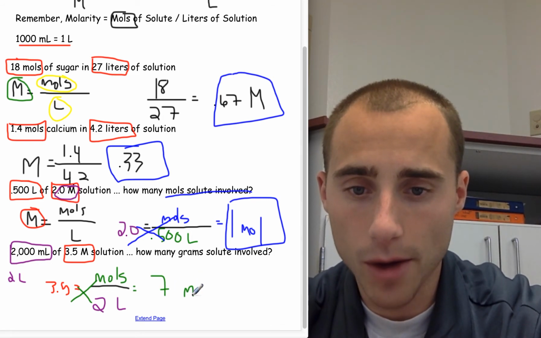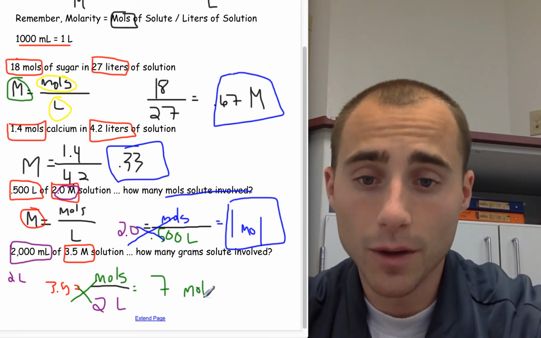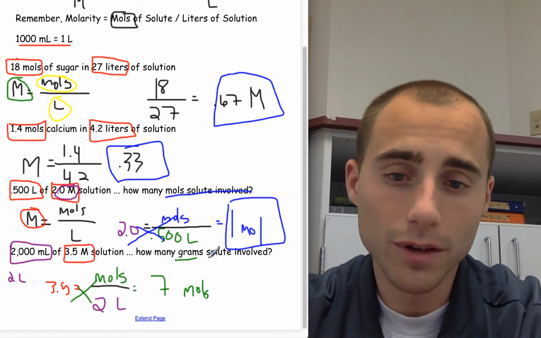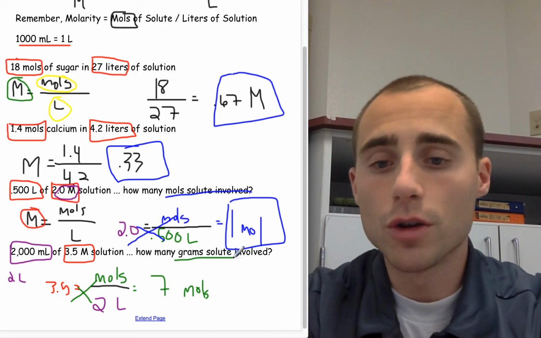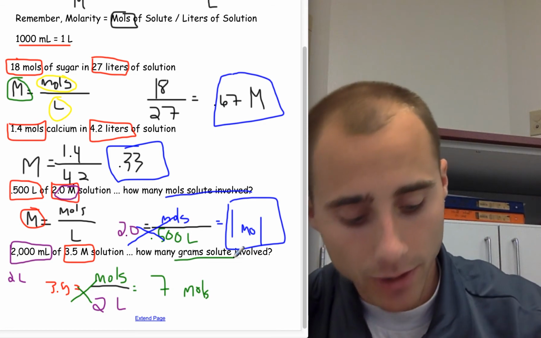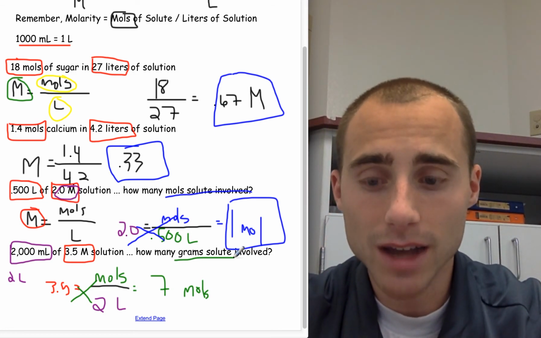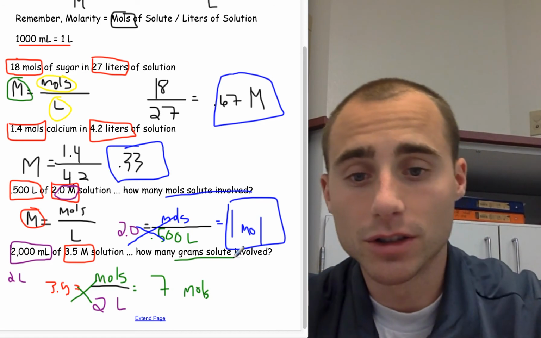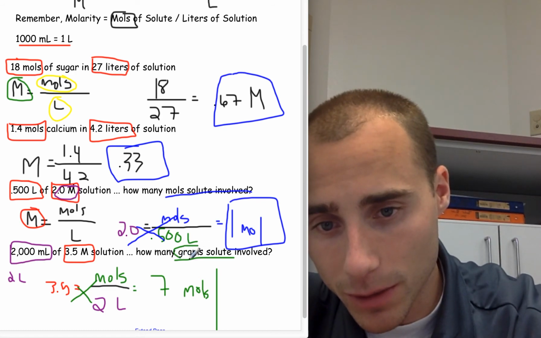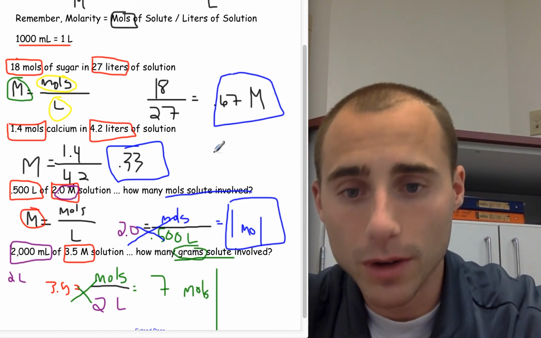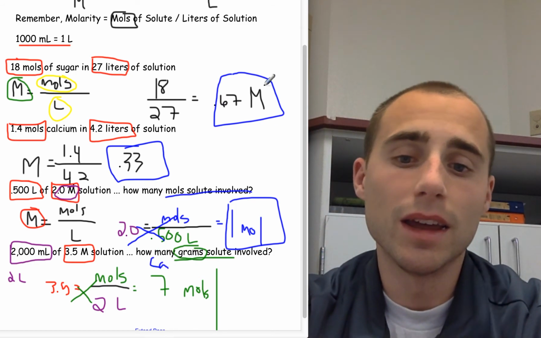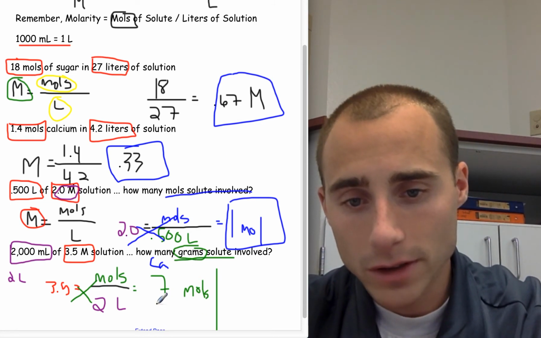Now, you'll notice here the question is asking for grams, and I didn't tell you what the solute is. The only way you could solve this is if you knew what the solute was. So we're going to go with the solute as being, we'll just say, calcium. Calcium has a molar mass of about 40 grams. So that would mean we have to convert this into grams. The reason I'm doing this is because it says how many grams of solute are involved. Because I didn't put what type of solute we were using, we're going to say we were putting calcium in there. So I would just convert moles into grams.